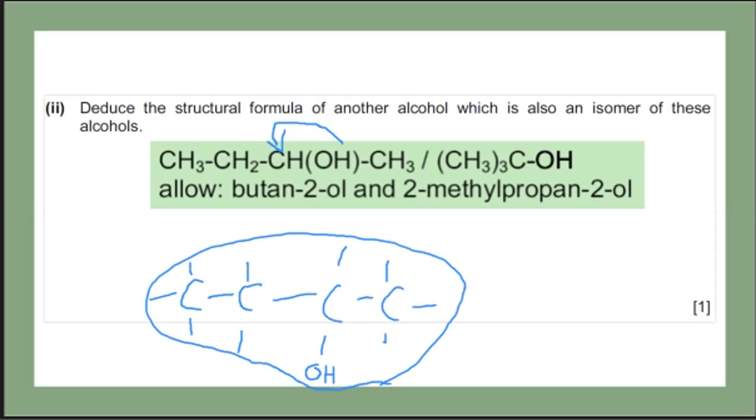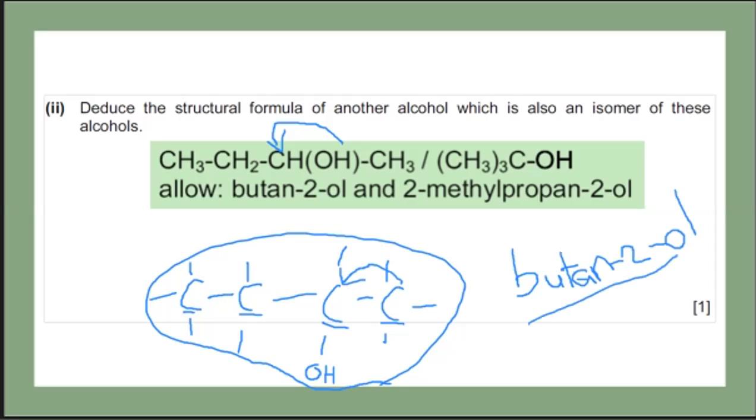Now, if we were trying to name the structure, check how many carbons we have present. We have 1, 2, 3, 4 carbons present. So the first thing we put down is but, telling us that we are dealing with 4 carbons. Then we check where the OH group is. The OH group is on the second carbon. So it would be butan-2-ol, where 2 is because it's on the second carbon, and ol represents alcohol. Hence the name butan-2-ol.